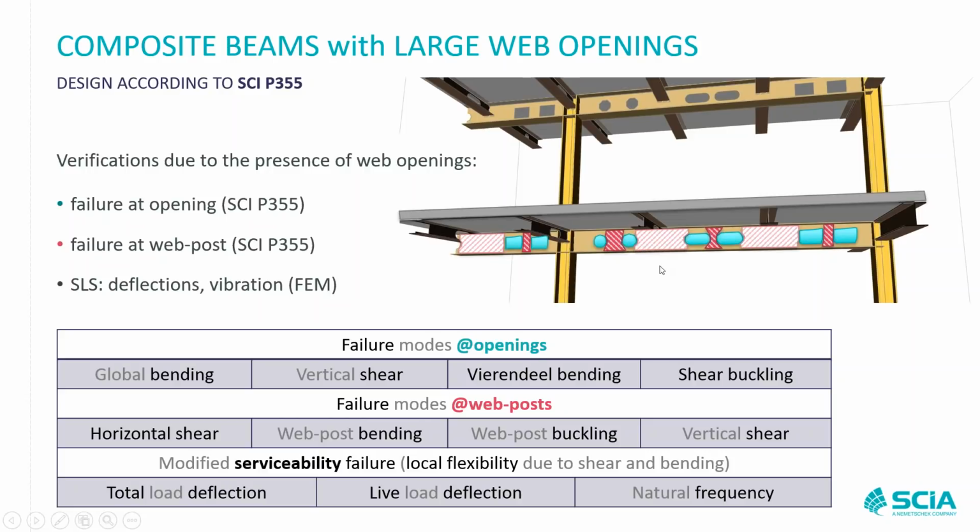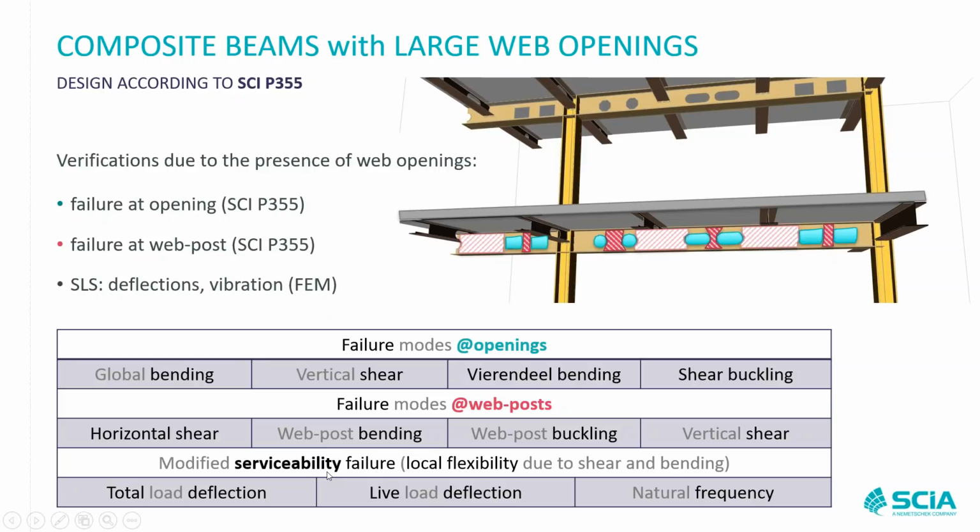Then at web posts, we are checking a shear, a horizontal shear. We also have the bending of the web post and the buckling of the web post. And we also have quite a sophisticated method to evaluate the shear in the case that openings are close together. If you have openings that are close to each other, you will have more sophisticated behavior because the shear has to get through this reduced cross-section of the web post.